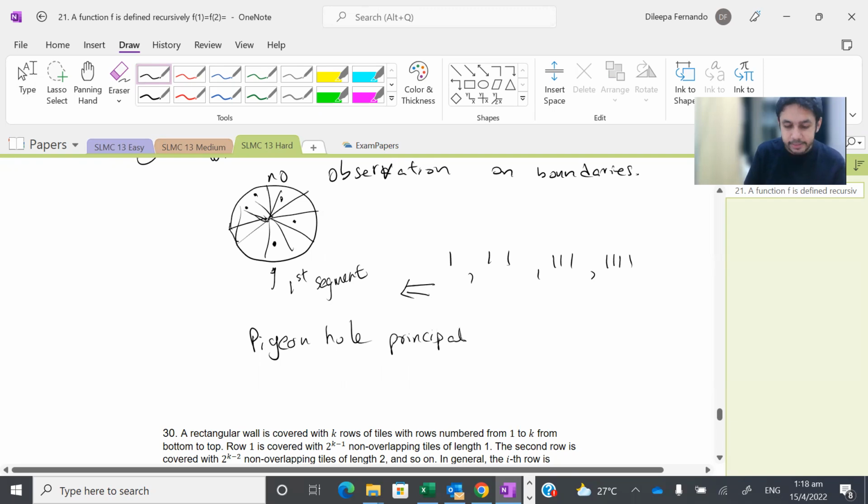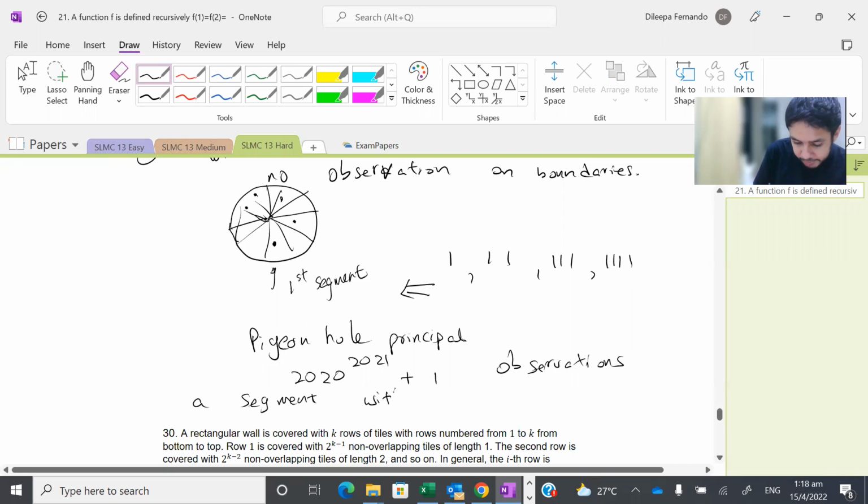So let's say that we consider 2020 to 2021 plus 1 observations. If we consider that many observations, we can find a segment with two observations.